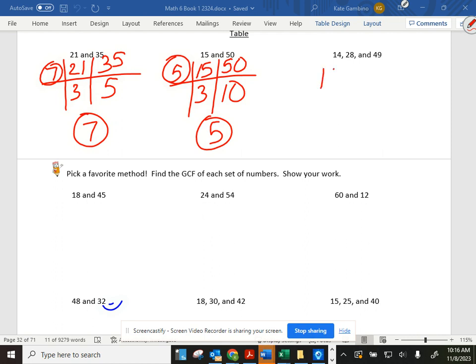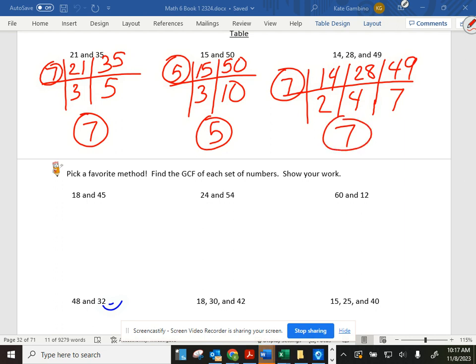So now I have 3 numbers. What is a prime that I can pull out of 14, 28, and 49? Can you give me those prime numbers? Madeline? 7. 14 divided by 7 is 2. 28 divided by 7 is 4. 49 divided by 7 is 7. Is there another prime I can pull out? No, so my greatest common factor here is 7.